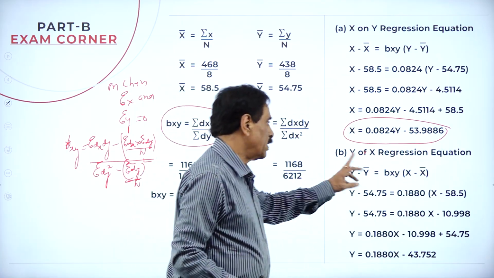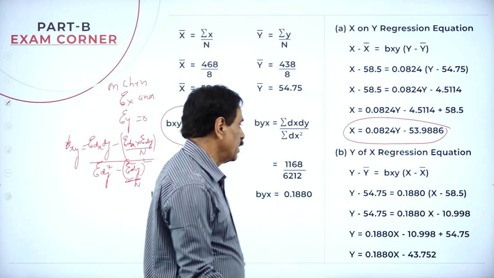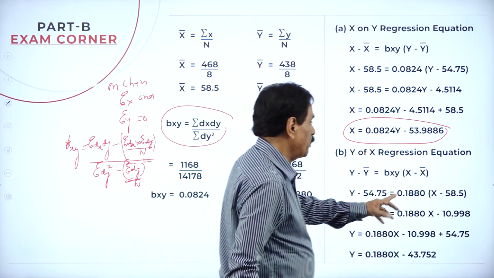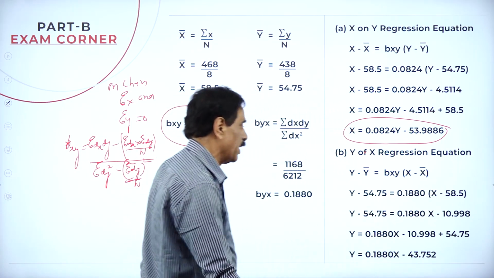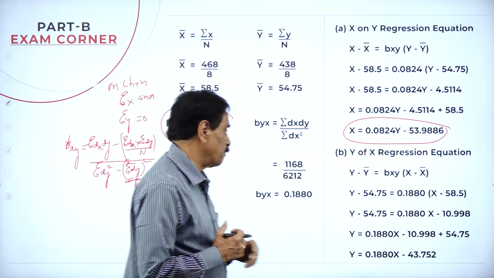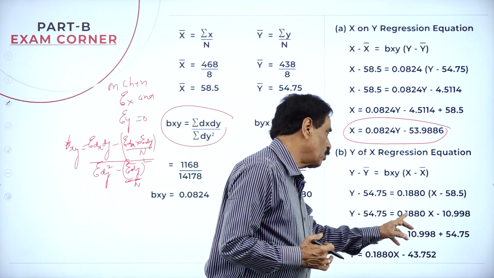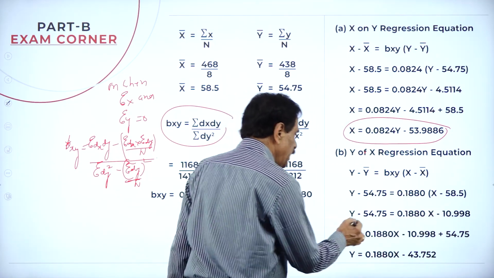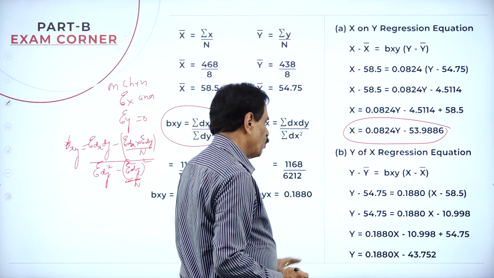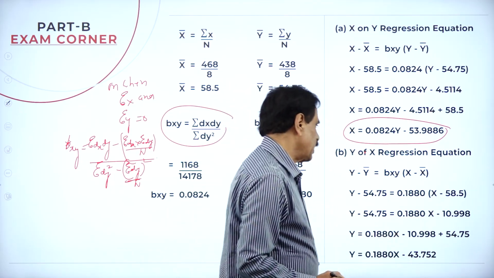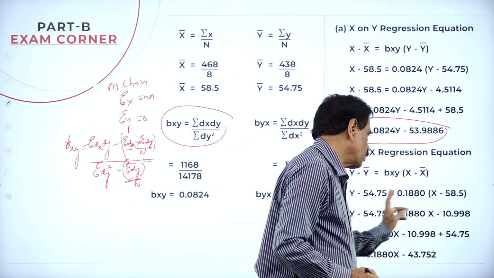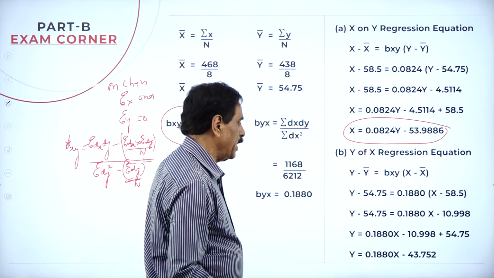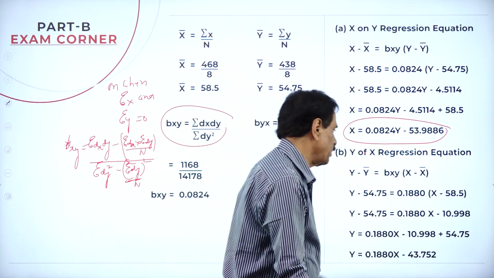Now the y on x regression equation: y minus y mean equals byx into x minus x mean, so y minus 54.75 equals 0.188 into x minus 58.5. Multiplying out, 0.188 into 58.5 is 10.998. Taking this to the other side, y is equal to 0.188x minus 10.998 plus 54.75. So y is equal to 0.188x plus 43.752.